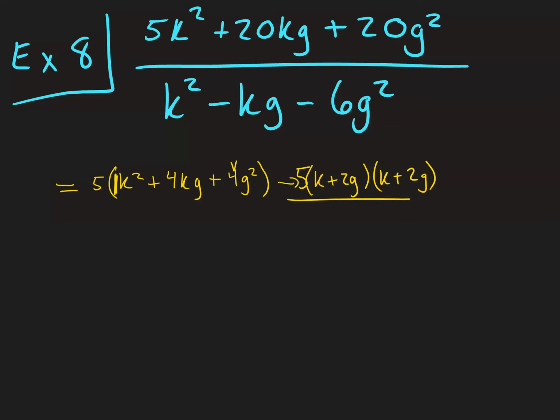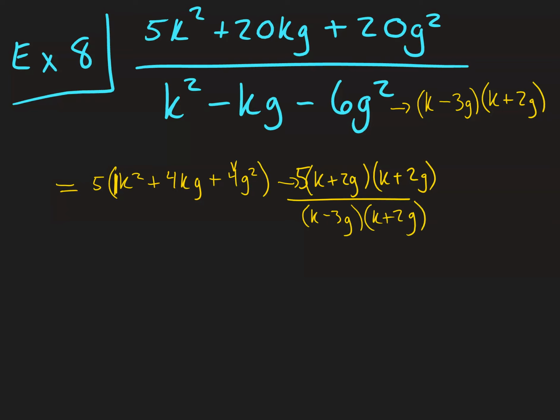Our denominator is a simple factoring. Once again, I just have to think of factors of negative 6 that add up to negative 1, which is going to give me k minus 3g times k plus 2g. So I'm going to go ahead and write that in my denominator. k minus 3g times k plus 2g.